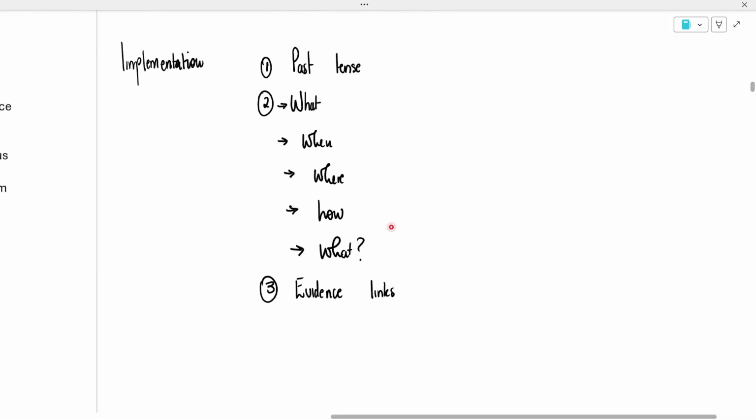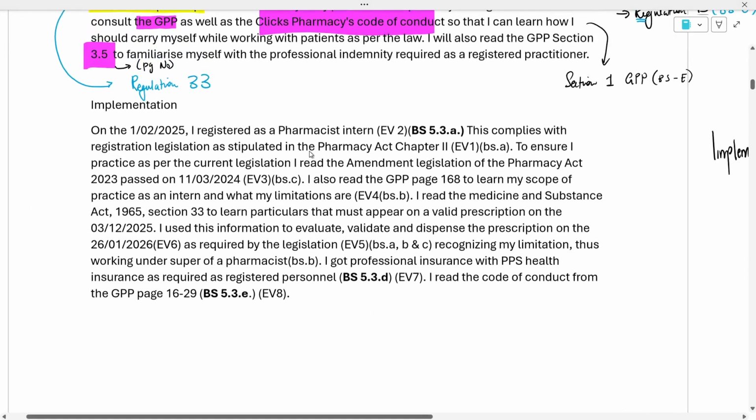Here, you don't have to link with the behavioral statement. Here, not with behavioral statements. So you are not linking with behavioral statements, but you're linking with the evidence. Let's check. Okay. I will highlight the important things.